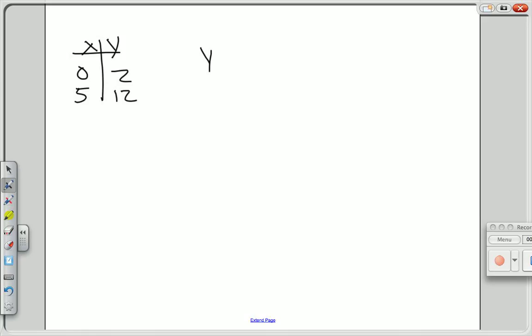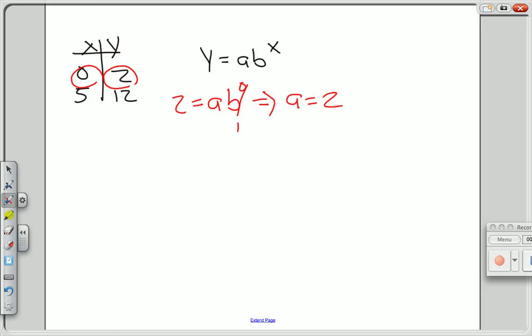So then we know it has to fit into something of y equals a times b to the x. And what we do is we plug in the values here. Okay, so the y is 2 and the x is 0. We know that b to the 0 is 1, so this is just a, so 2 equals a is what this leads to, or a equals 2.